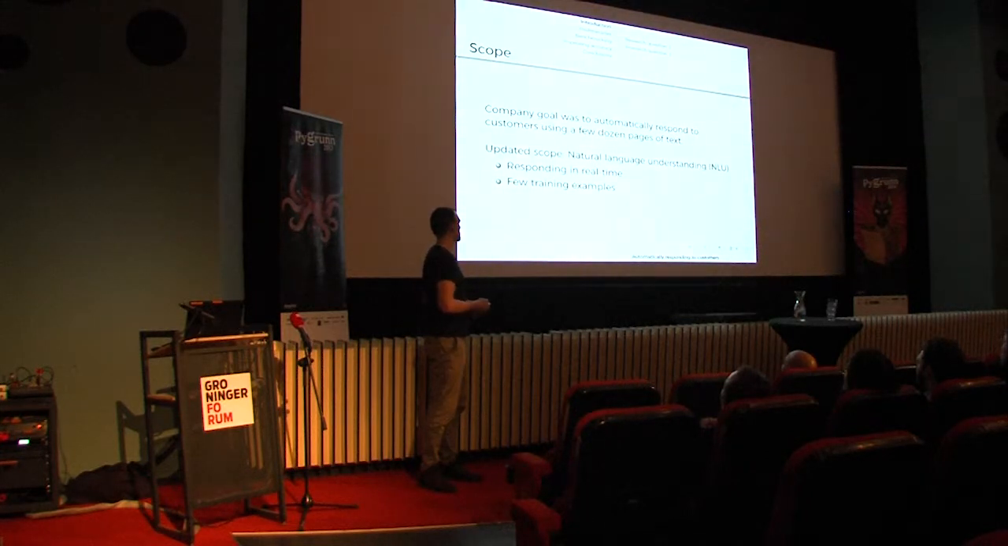So we updated the scope to natural language understanding. That is, you get a sentence and you want to understand what is the meaning of the sentence. And you want to respond in real time because you're using a chatbot. That was the scope also. And you want to have a few training examples. I mean, neural networks usually have tens of thousands of examples. And well, I don't like doing that, and nobody does, I think. So we wanted maybe 100 or 200 training examples.